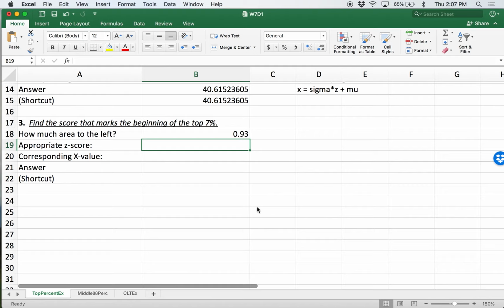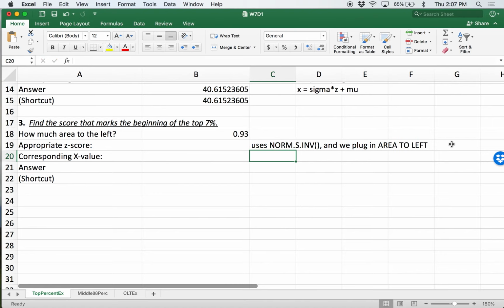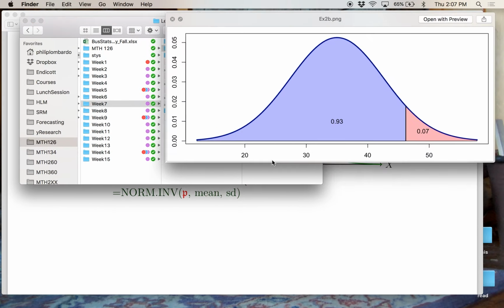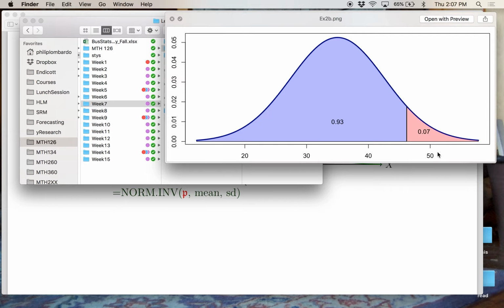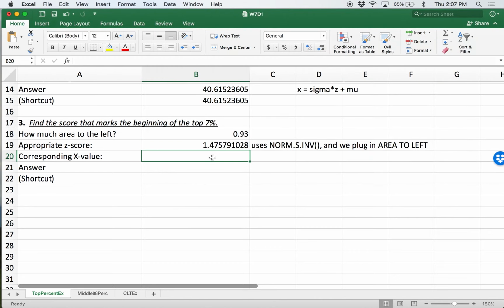To find the appropriate z-score, this uses norm.s.inverse, and we plug in the area to the left. So this is the critical part. We have to make sure we're plugging in the left-hand area. So we would use norm.s.inverse, plug in the 0.93, and that's the only argument we need if we're using norm.s.inverse. Okay, so the appropriate z-score associated to this picture, not on the actual measurement x scale but on a z-score axis, would be 1.47, right?